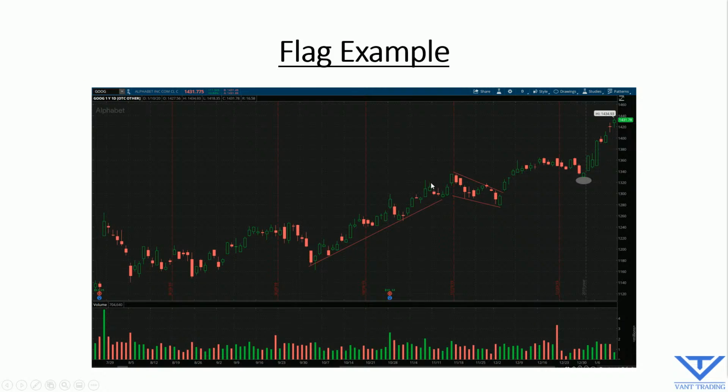You've got that nice little flagpole. I didn't put the top of the pole in there for some reason. You had a little bit of sideways movement. This isn't the cleanest one, but then you had the breakout, the continuation, and it actually pulled back and kind of tested, and then it continued higher. This is Google, so it's going to be a very whippy and naughty stock.